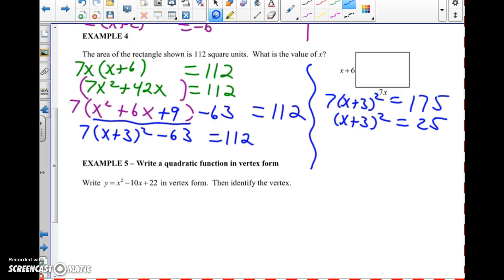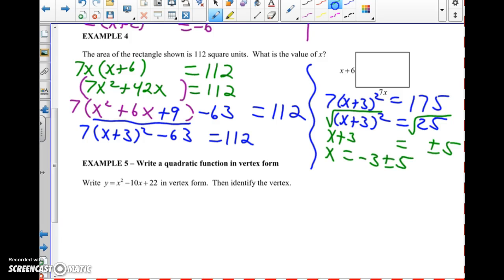Square root both sides, right? So square root both sides, like this and like this. So you get x plus 3 equals what now? Plus or minus 5, right? Okay, now what are you going to do? Subtract 3. So you get x equals what now? Negative 3 plus or minus 5, right?